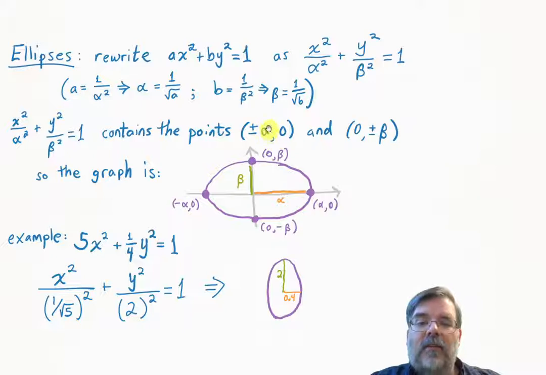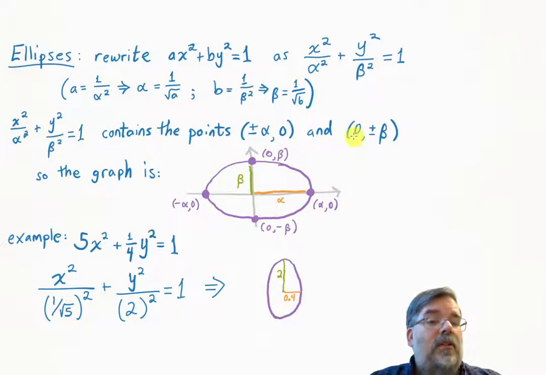If we plug either positive or negative alpha in for x, the squaring would cancel out the negative sign if there was one, and this fraction becomes 1. Plugging in 0 for y turns this fraction into 0, and 1 plus 0 is equal to 1. So that shows us why that point is on this equation.